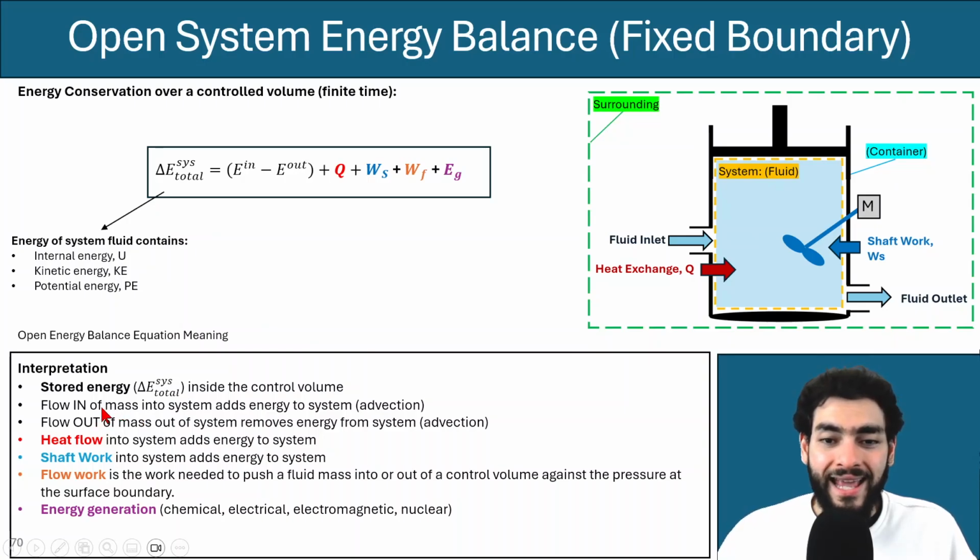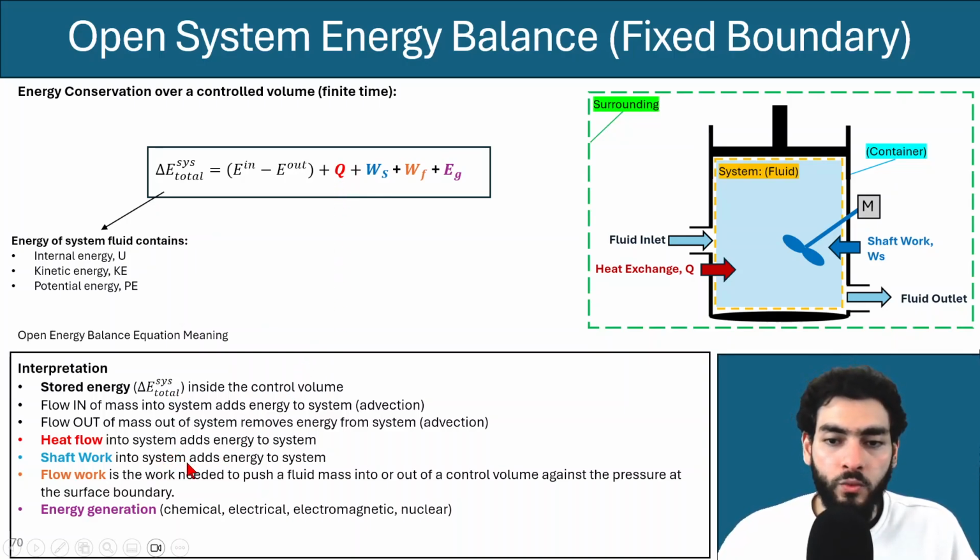The flow in of mass into the system adds energy to the system due to advection, and that is represented by capital E in. And flow out of mass out of the system removes energy from the system through advection, and that is capital E out. Heat flow into the system adds energy to the system, or if it removes energy from the system, let's say the system is hotter than the surrounding, then this Q here would be a negative number.